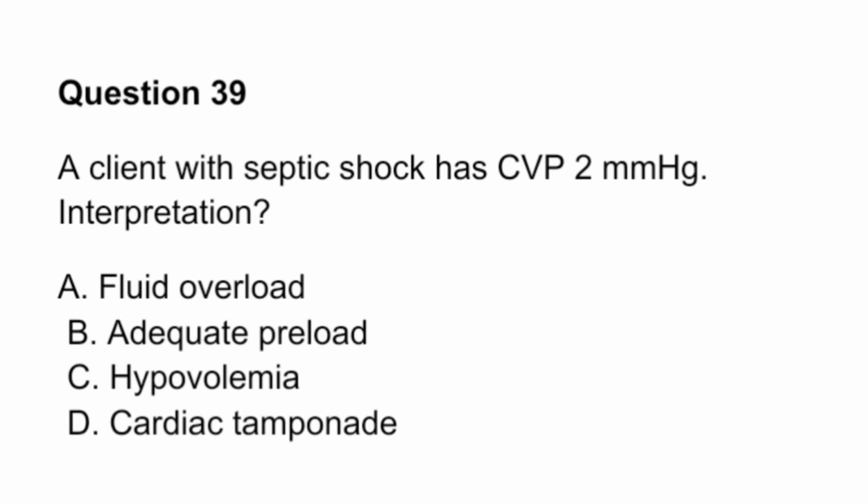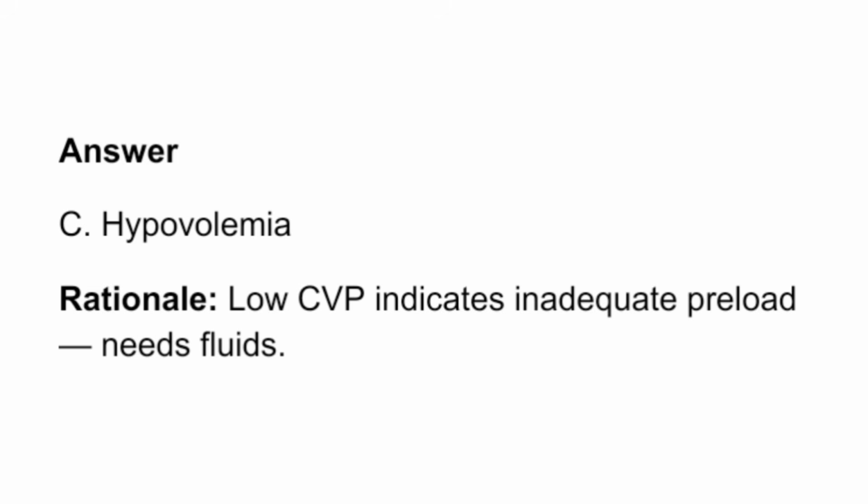Question 39. A client with septic shock has CVP 2 mmHg. Interpretation: A. Fluid overload. B. Adequate preload. C. Hypovolemia. D. Cardiac tamponade. Answer: C. Hypovolemia. Rationale: low CVP indicates inadequate preload, needs fluids.